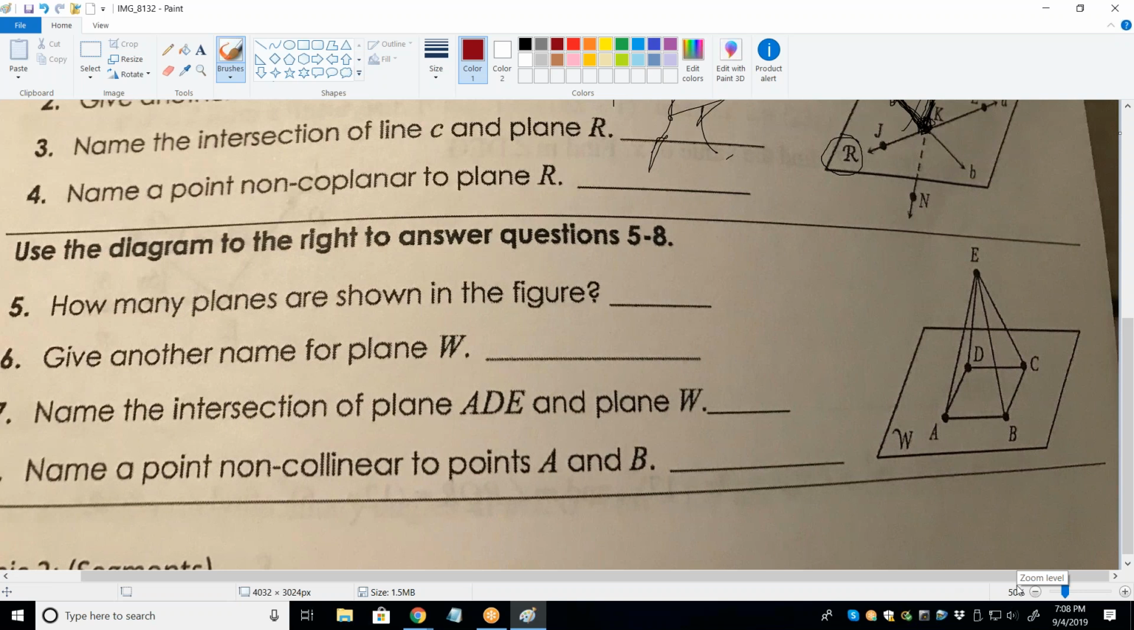How many planes are shown in that figure? Wouldn't it be like 5? That's what I think. In other words, that inner rectangle or parallelogram is the same plane as the outer plane W. So that's not two different planes, that's one plane. And then you have the planes that are that edge, that back one, and that one.